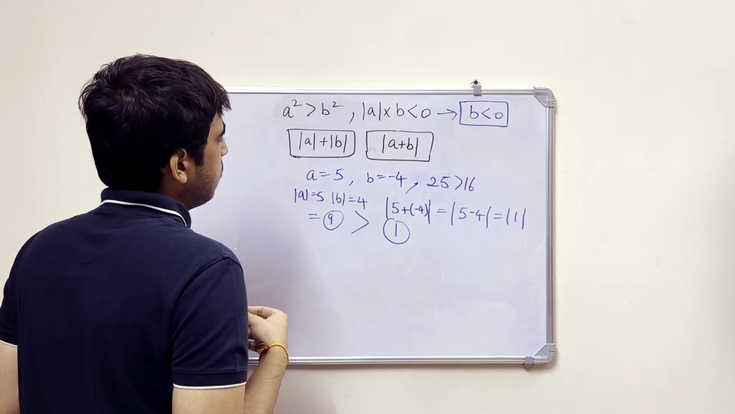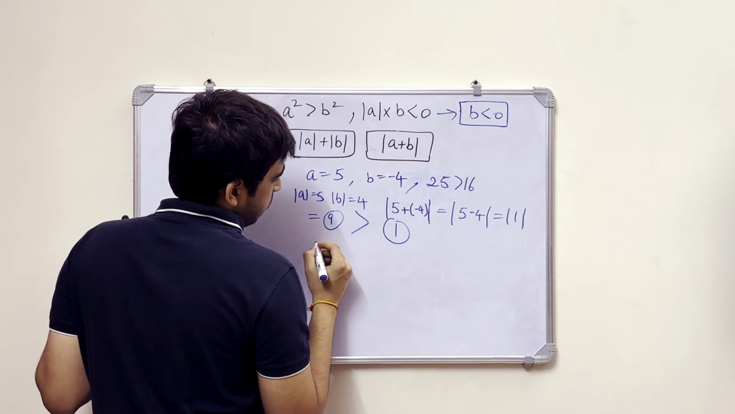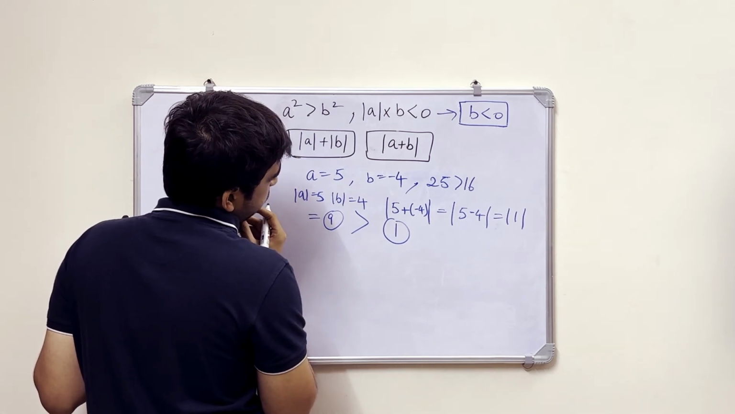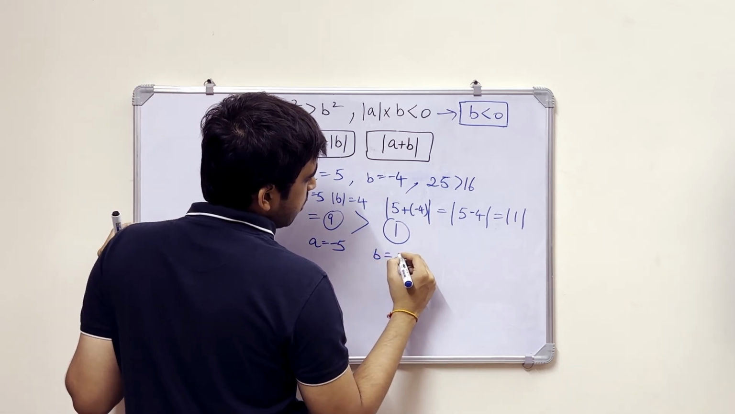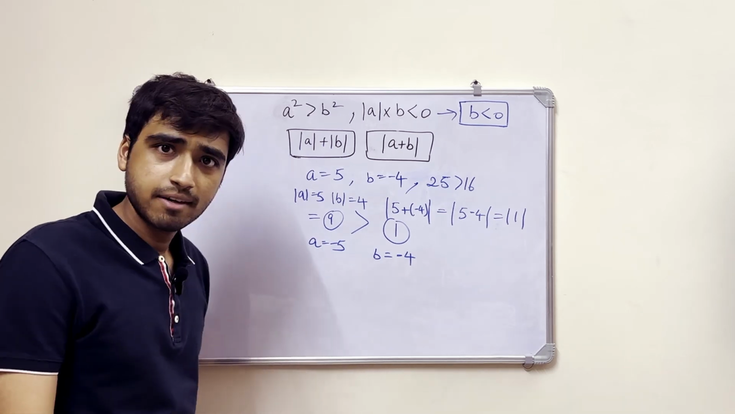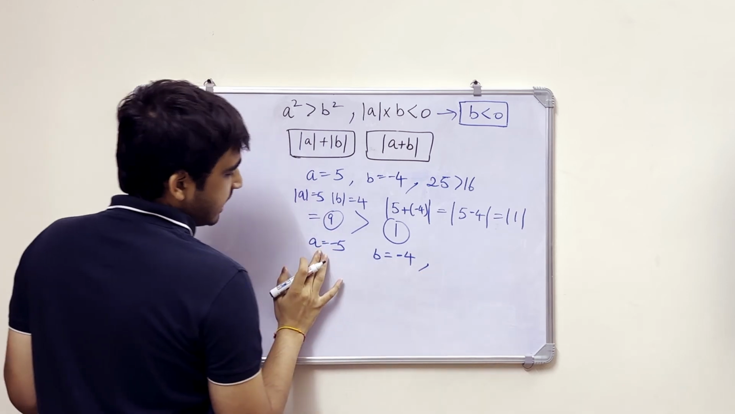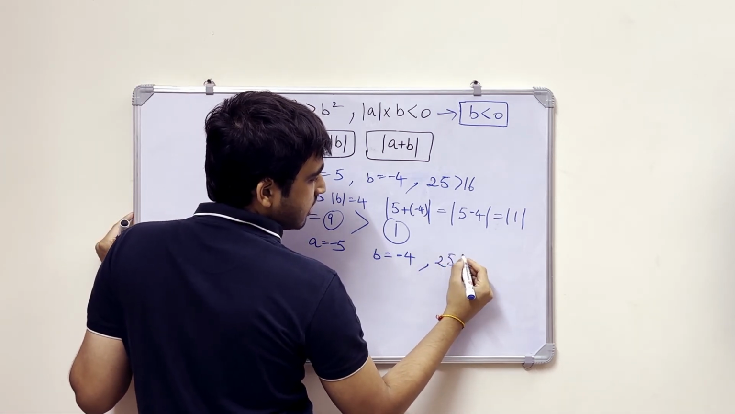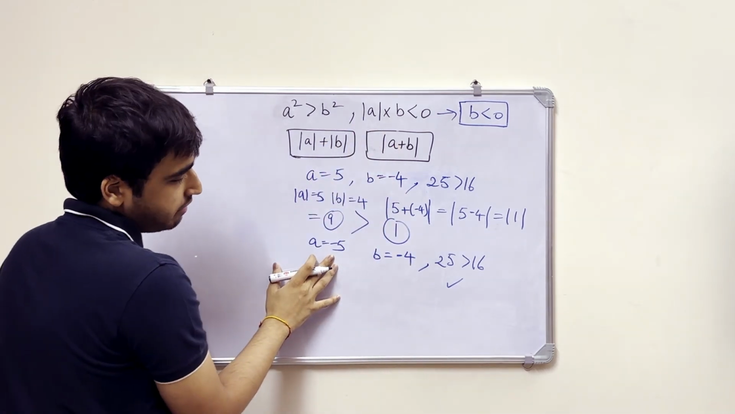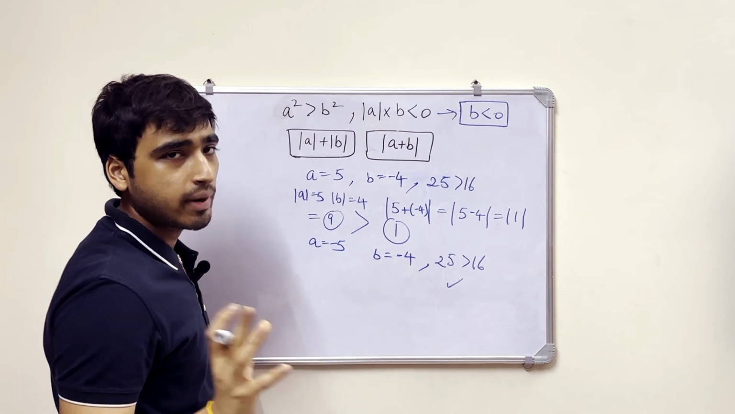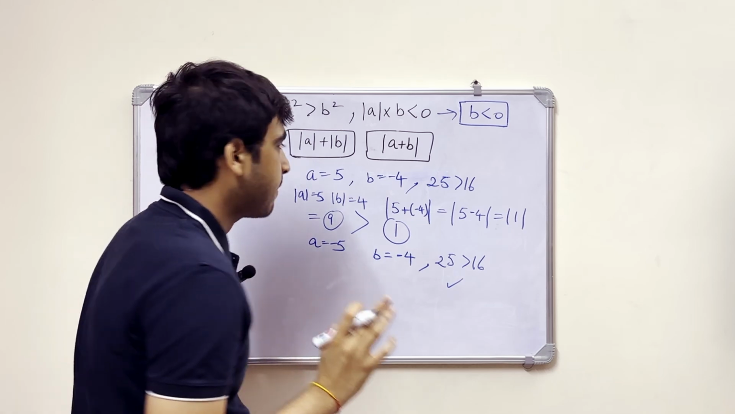Now, let's assume that a is equal to -5 and b is equal to -4, right? So a square is greater than b square. So a square will be 25, which is greater than 16, which is again absolutely right. And mod of a, which is 5, into b, which is -4, which is -20, is less than 0. So again, these two conditions are satisfied. So we can take these two numbers.